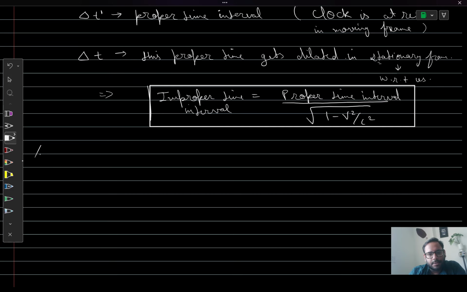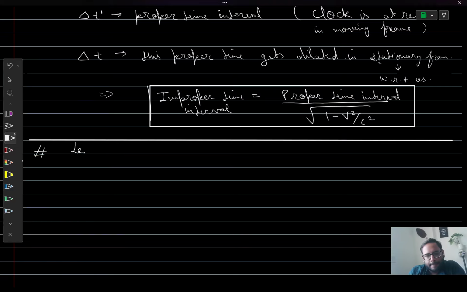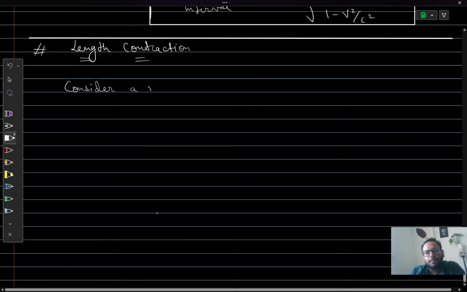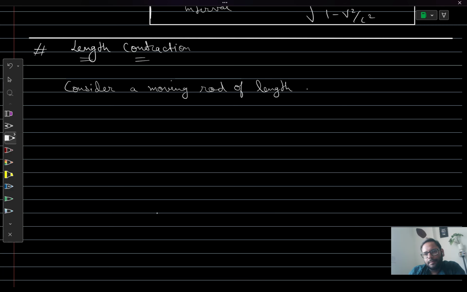Now let's talk about length contraction. Similarly, length contraction in similar fashion can be derived as follows. Consider a moving rod, with length, let's take it as del x prime, in its own frame, and so we define it as proper length.